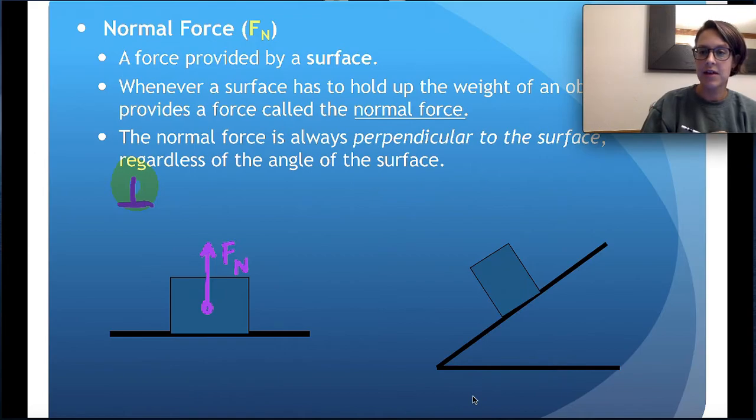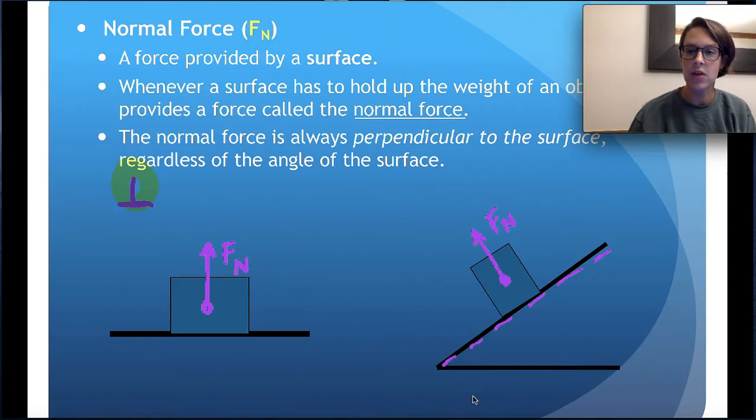If you have a box on an incline, remember you have to be perpendicular to the surface. So here's our surface, right? So our normal force is going to be at an angle perpendicular to that. Okay. Something very cool about the normal force is that it's a compensating force.